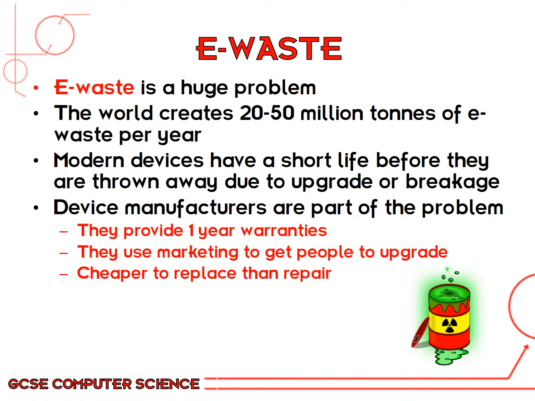So if you drop your phone or if you just fancy having the latest phone upgrade, then you're just getting rid of this phone for the sake of it, and it's just getting thrown away when there's nothing wrong with it. So device manufacturers are a big part of this problem. They only provide 1-year warranties, so once the 1 year's up and something breaks, you just expect to get a new device. They also use advertising and marketing to get people to upgrade even when they might not necessarily need to. It's also much cheaper to replace sometimes than to repair the phone because of the way they're manufactured.